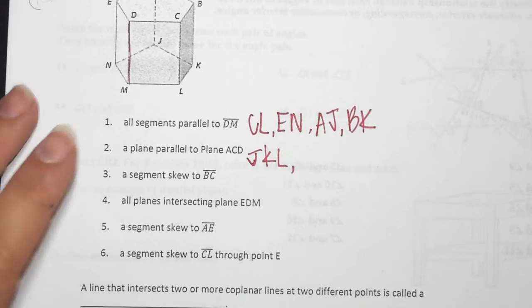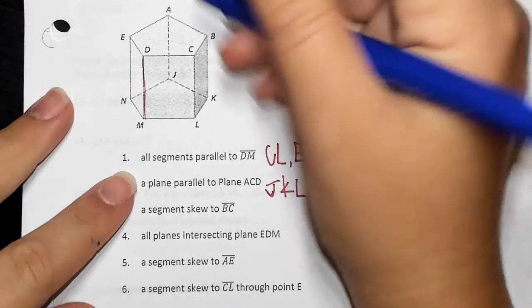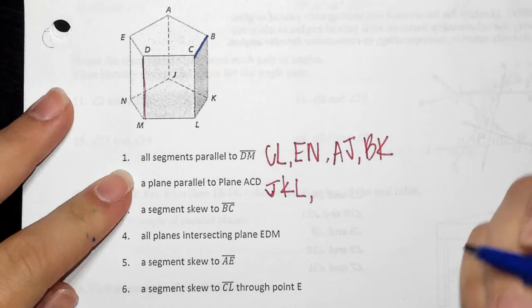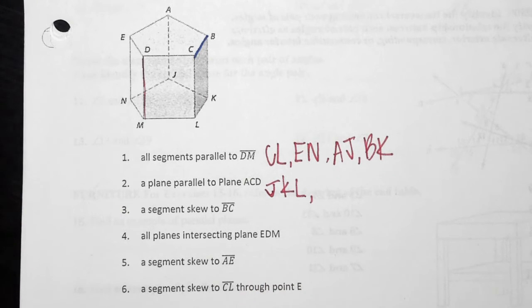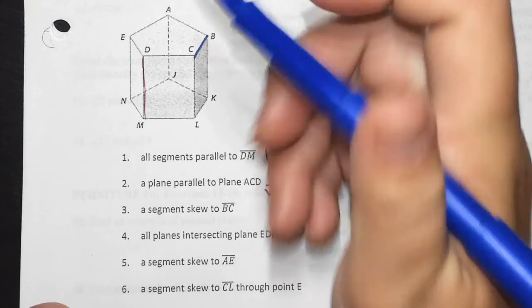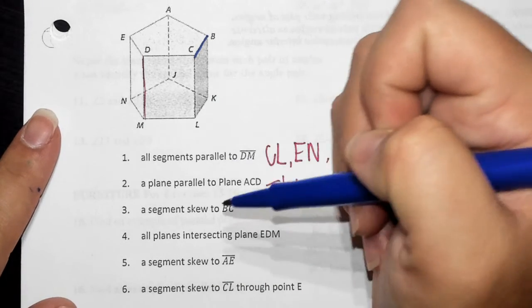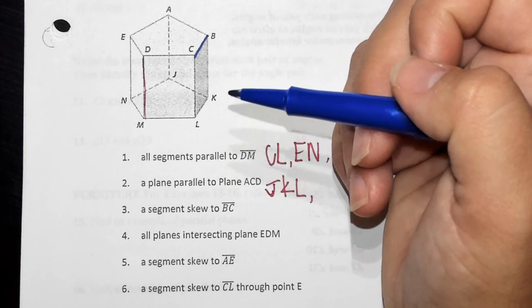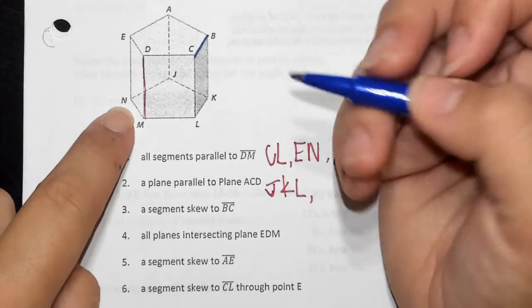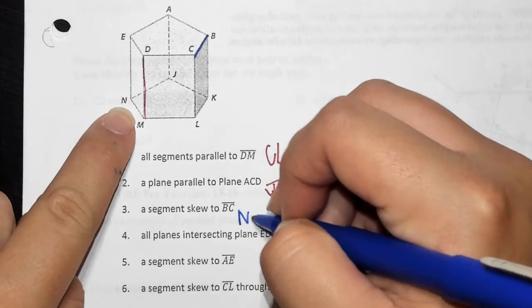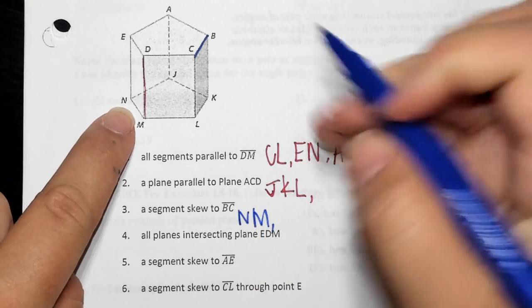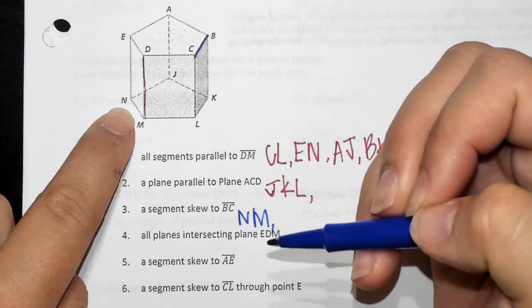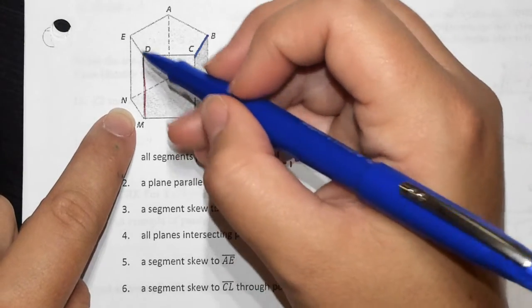Three. Name a segment that is skew to BC. So check your two things. Is it coplanar? Does it intersect? KL? Oh, KL. That's coplanar. It can't be on the same plane, and it can't intersect. NM. There's multiple. EG? What about JK? EG's on the same plane.